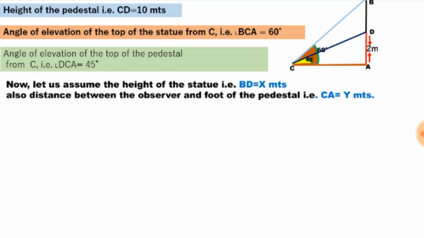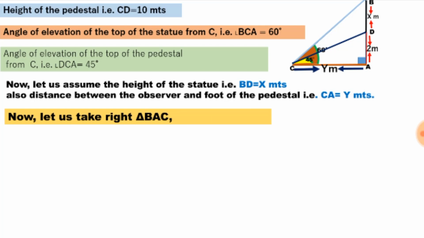So let us assume the height of the statue, that is BD, equals x meters, and also assume the distance between the observer and the foot of the pedestal, that is CA, equals y meters. Now, using this information, let us calculate the height of the statue.